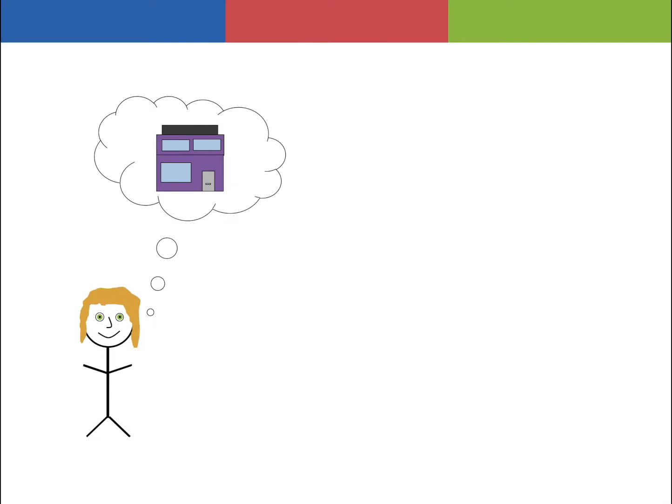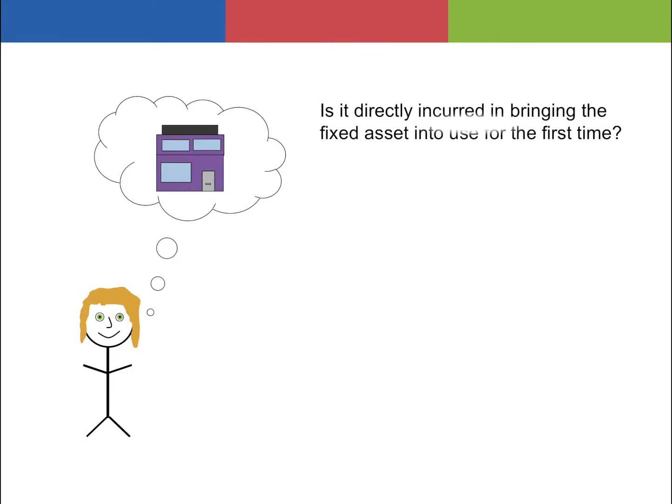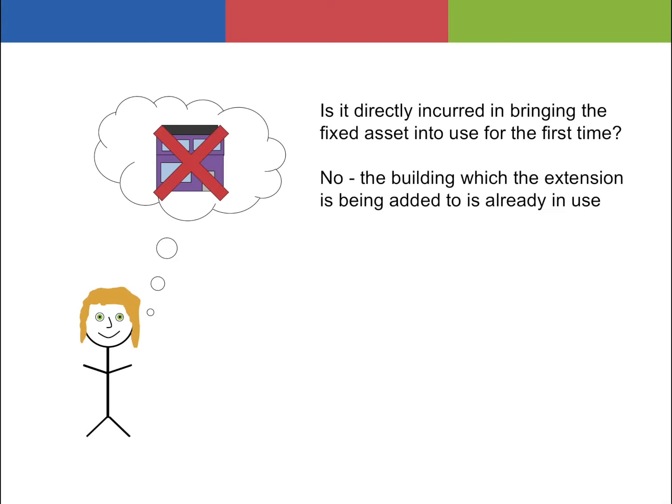The first step would be to see whether the expenditure is directly incurred in bringing the fixed asset into use for the first time. Then it would be a capital expenditure. In this example, the building which the extension is being added to is already in use, so it is not a capital expenditure in this case.